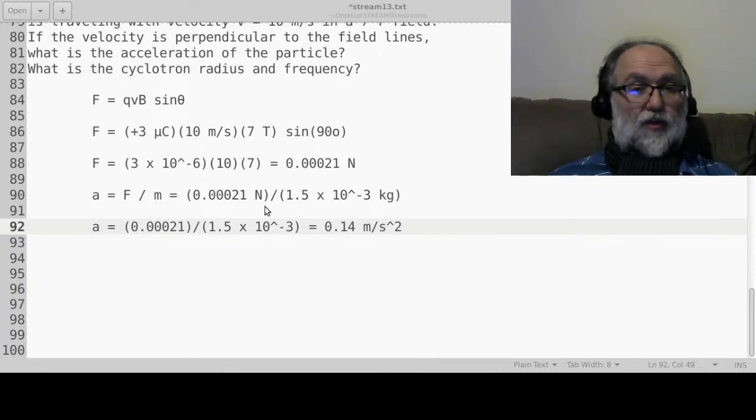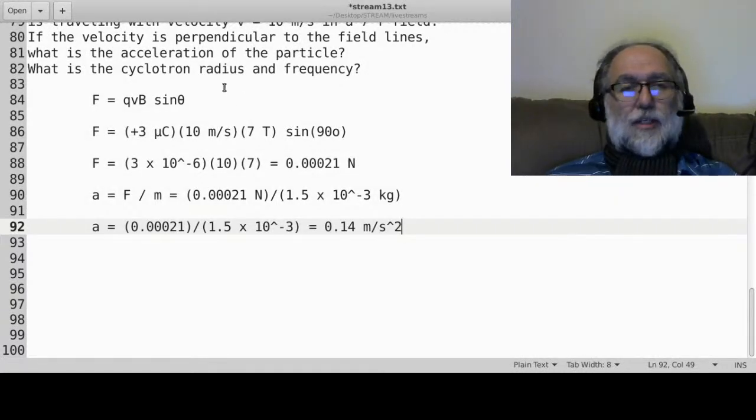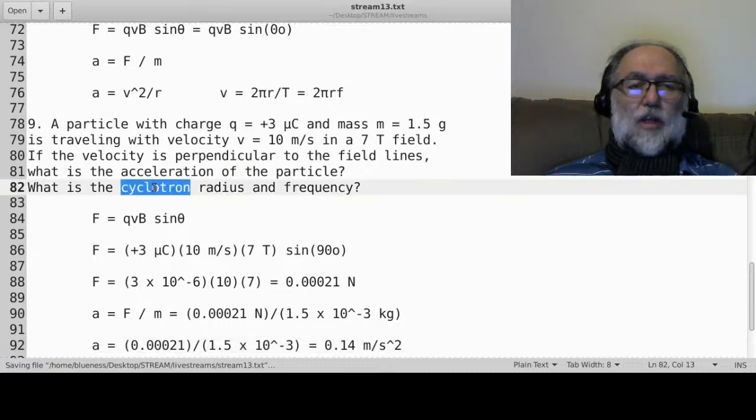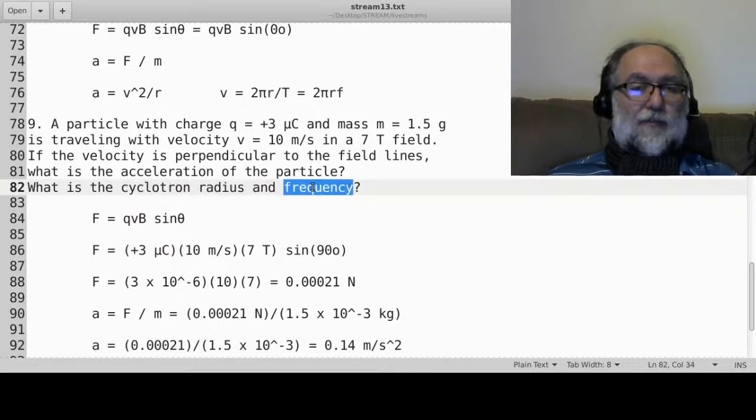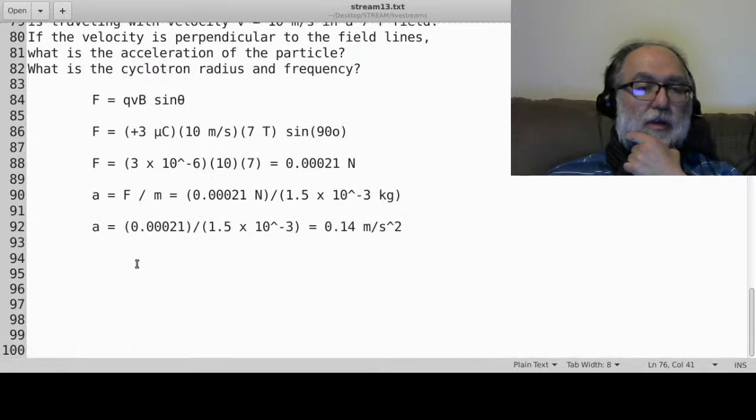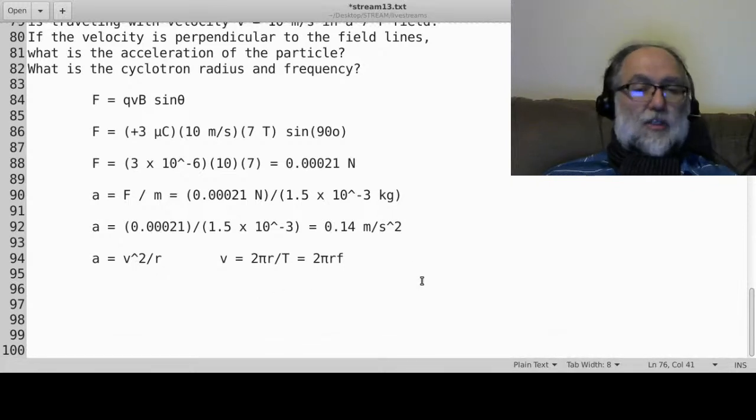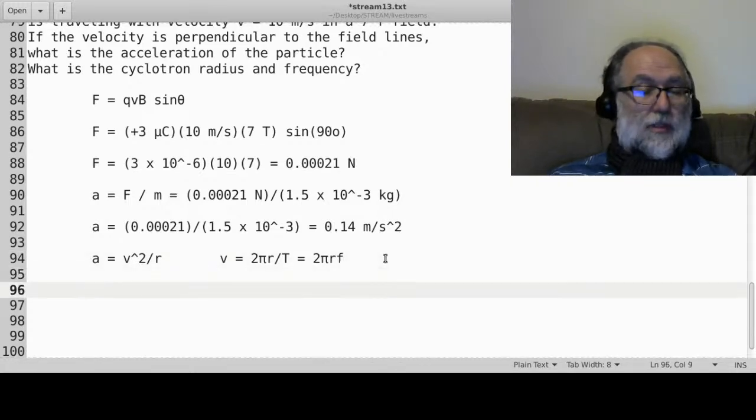Okay, great. We've got the acceleration. Now I ask for the cyclotron radius and frequency. You go, well, what is that? Cyclotron just means that it's due to a magnetic field. But that's just the radius and the frequency of the uniform circular motion. And we had these equations, they're actually from last semester, but they apply here, so let's use them.